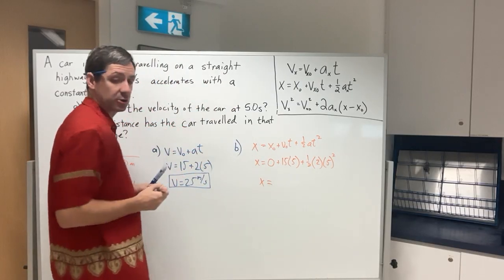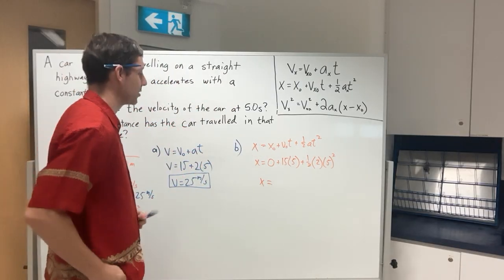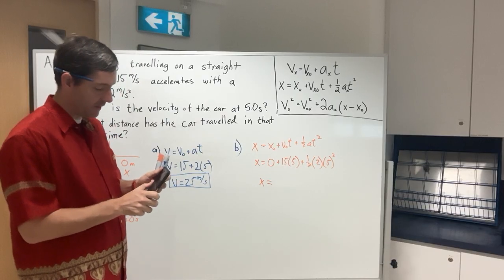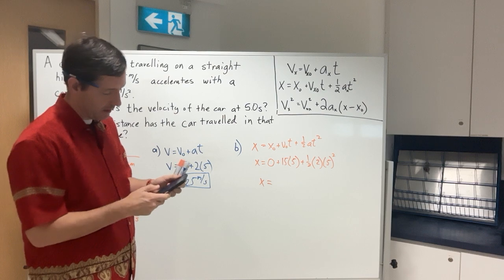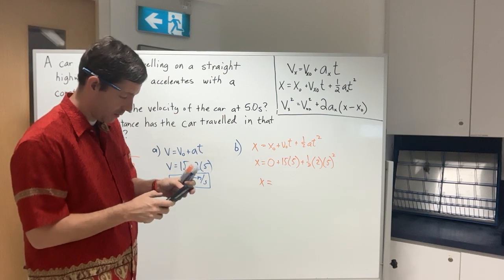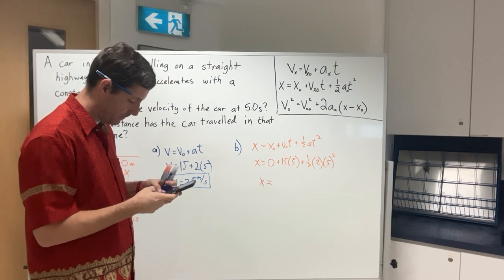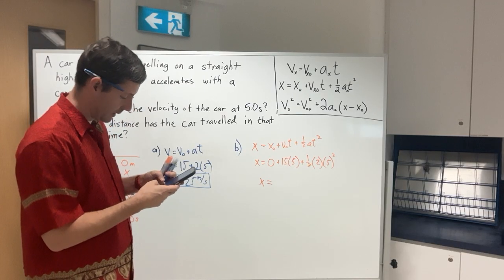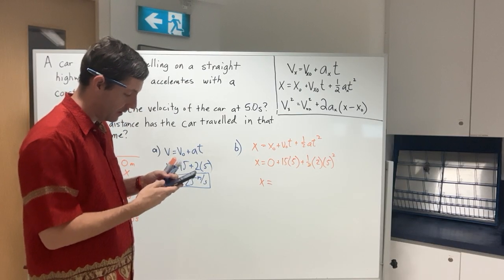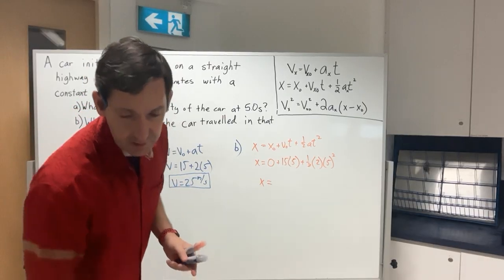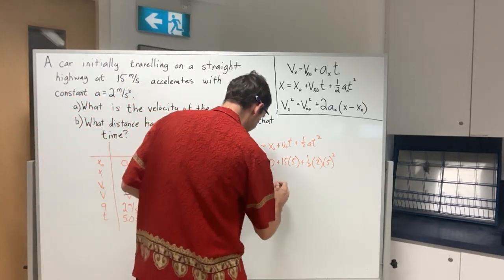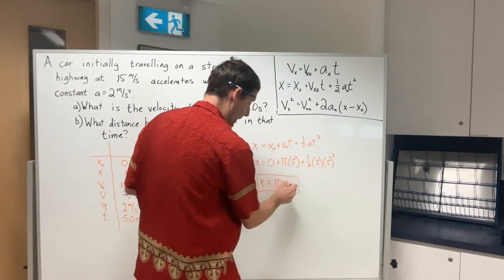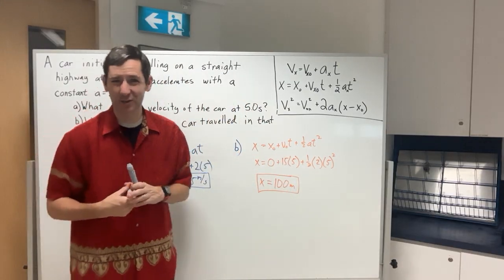So now we just do the math. We put all that together. So I'm going to go 15 times 5, which is 75. And then we'll add that on. 0.5 times 2 times 25. And my final answer is 100. And again, all SI units, so my final answer is in SI.